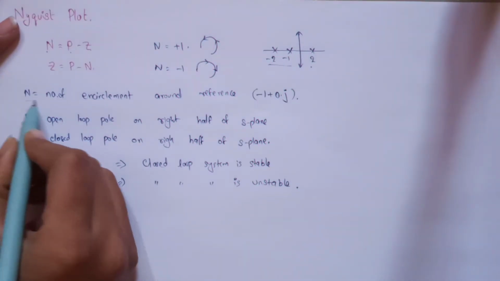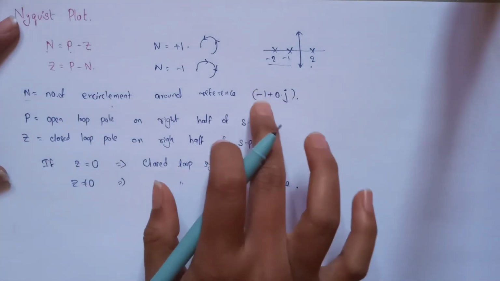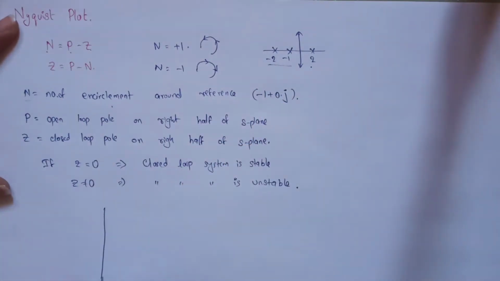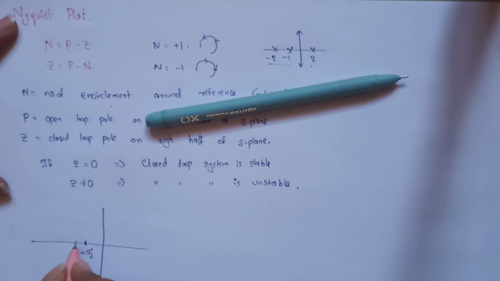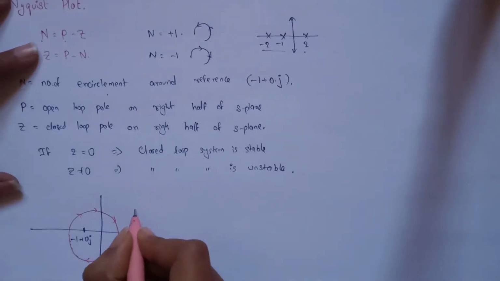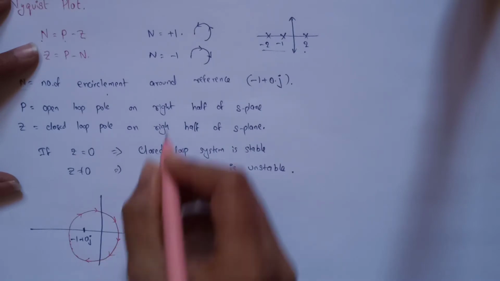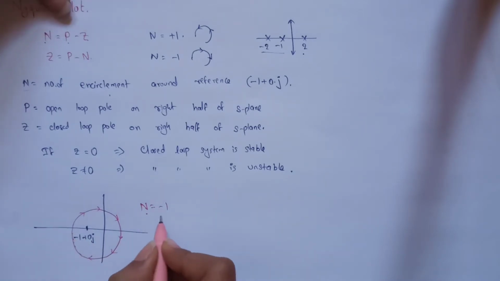You might ask, what is this number of encirclements? It is the number of encirclements around the reference point, and this reference point is always fixed. Let's say we take this point as the reference point, and a circle is drawn around this point like this, in a clockwise direction. So the circle around this point is in a clockwise direction. That's why we write N is equal to -1, because of this rule. And if it is in an anti-clockwise direction, then the N value will be positive.